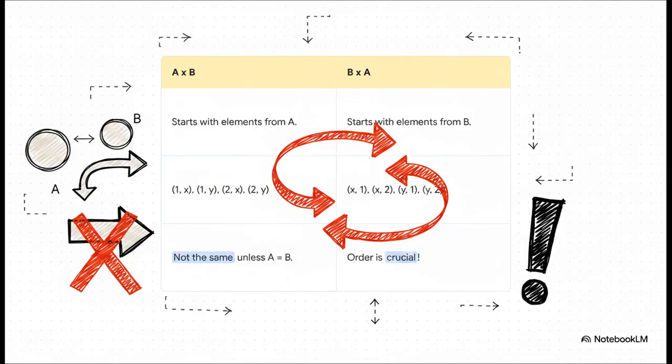Now, this brings up a really common question. Is doing A times B the same thing as doing B times A? And the answer is almost always a big nope. Just look at the pairs. In A times B, the first thing in the pair always comes from A. But in B times A, the first thing comes from B. Since a pair like 1, x is totally different from x, 1, you can see the big takeaway here. With Cartesian products, order is everything.